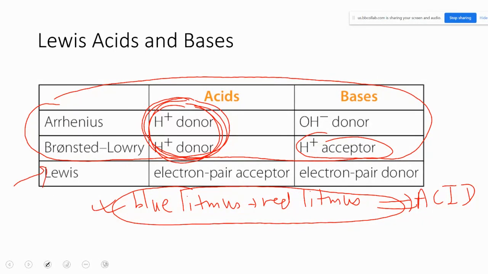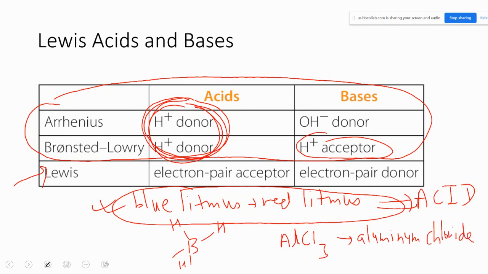This is where Lewis comes into play. If you think about some of these molecules, like BH3, which is a bad example, a good example is AlCl3. Aluminum chloride is not a covalent compound; it is an ionic compound. If you prepare a solution of this salt, it will turn blue litmus to red. That tells you AlCl3 has to be an acid as well. But the definitions of Arrhenius and Bronsted do not justify why AlCl3 is called an acid. This is where Lewis comes into play.